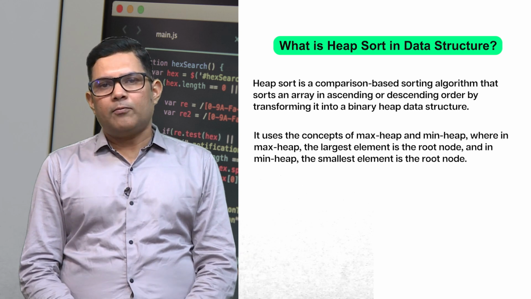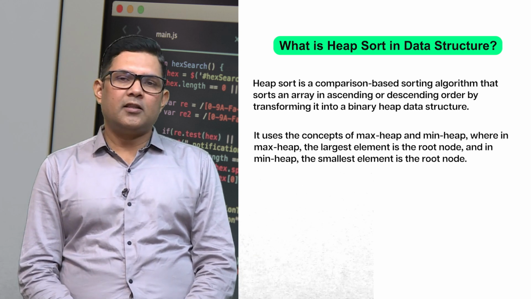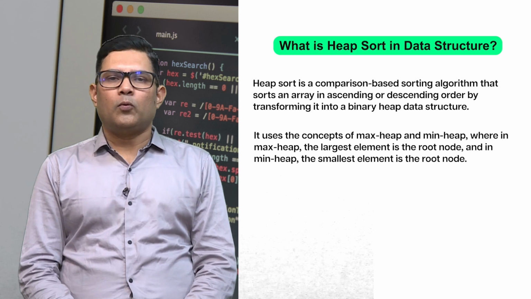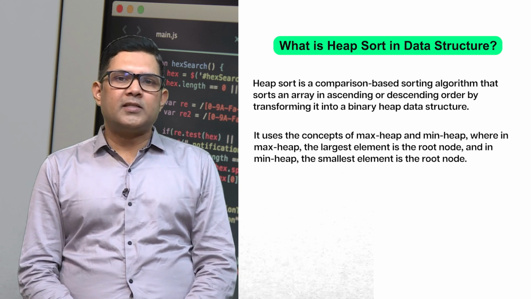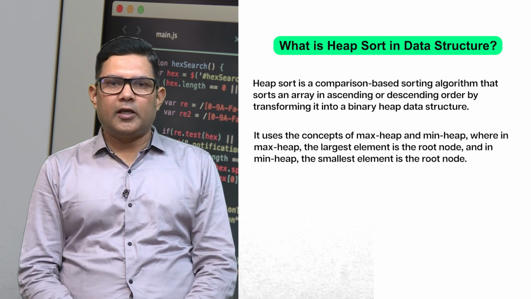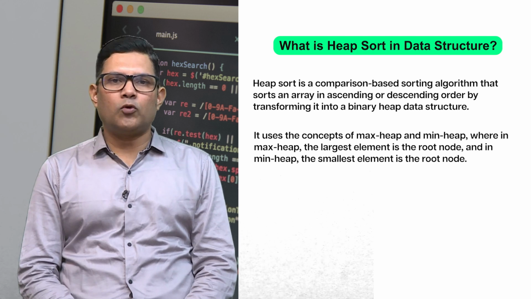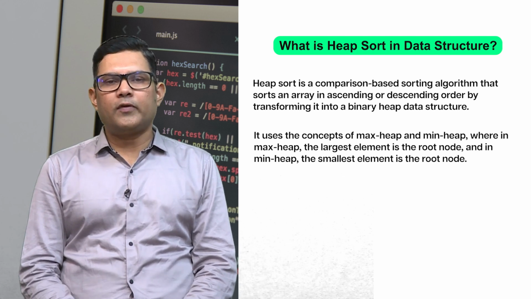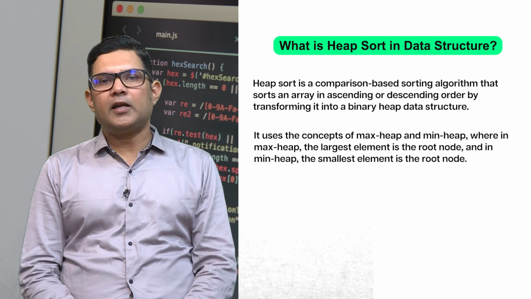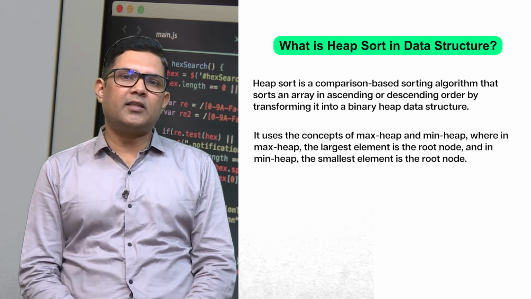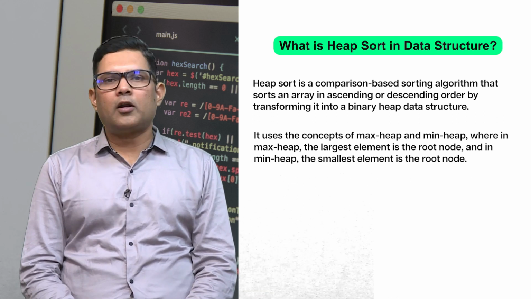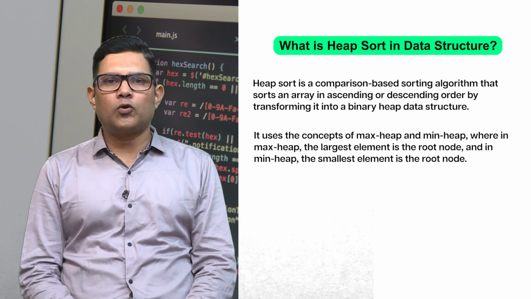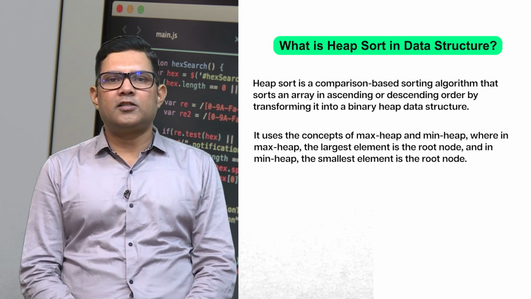So if the elements are properly arranged in the max heap or min heap, we can identify the presence of the element in the root. If the largest element is present at the root, then we can say that it is a max heap, or if the smallest element is present at the root, then we can say that it is the min heap.